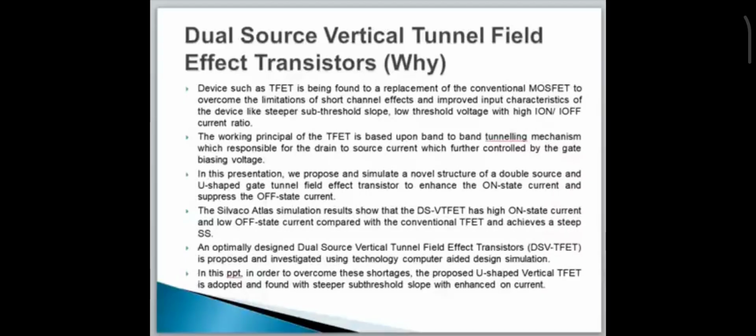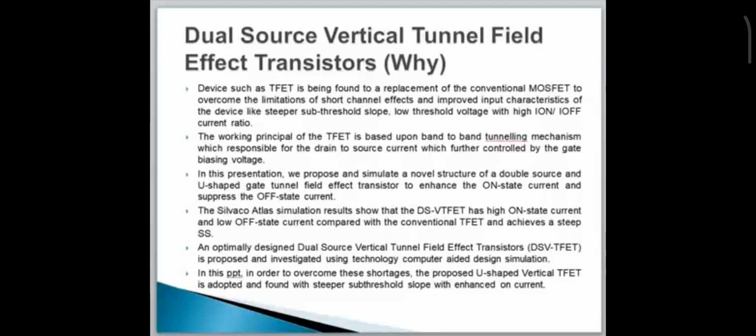Devices such as TFET are being found to be a replacement for conventional MOSFET to overcome the limitation of short channel effects and improve the input characteristics of the device, like steeper subthreshold slope, low subthreshold swing, low threshold voltage and high I-on-I-off current ratio. TFET is technically a substitute of MOSFET. Most of the disadvantages of the MOSFET are overcome by the TFET.